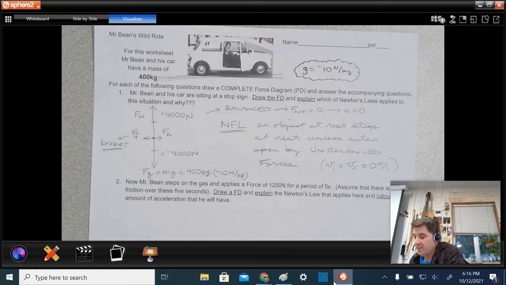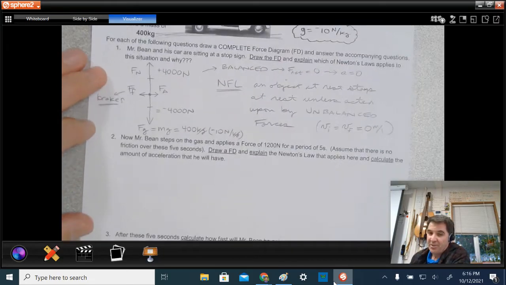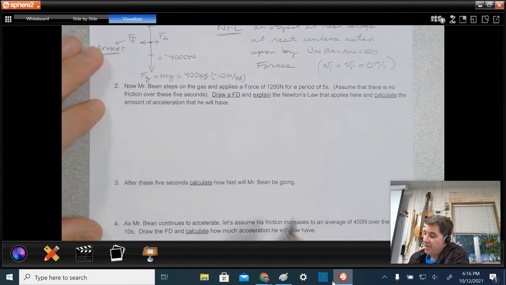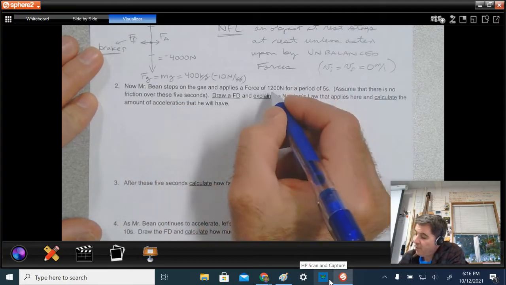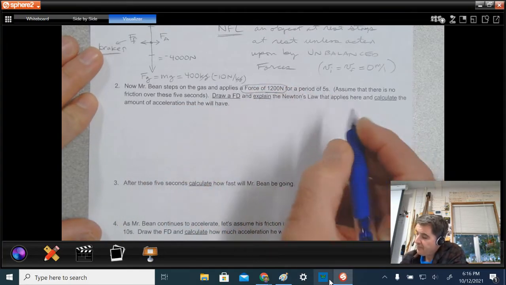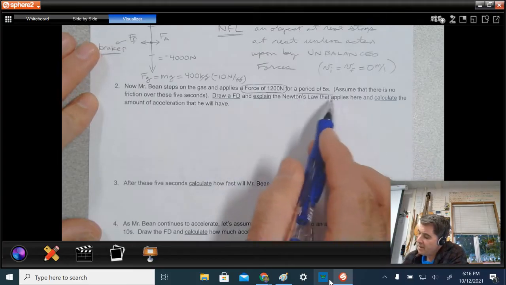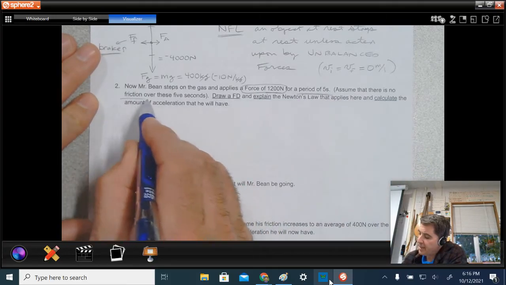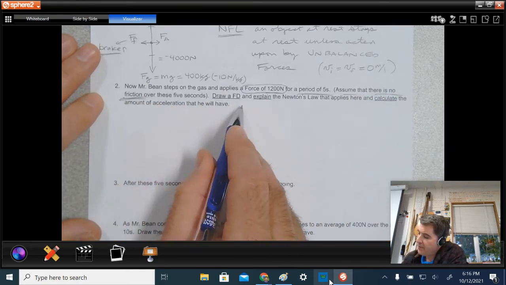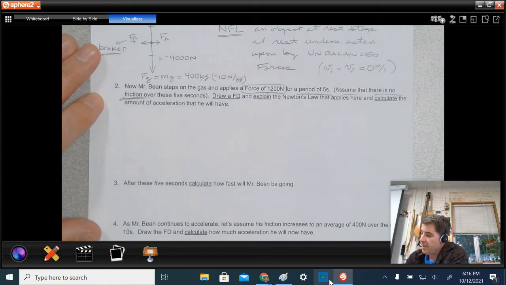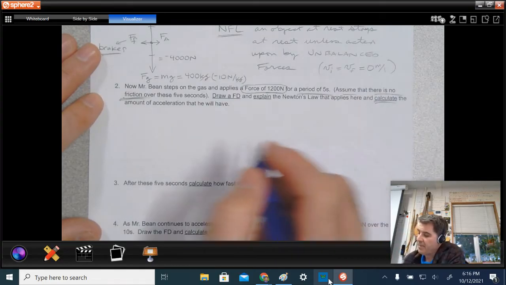So as we go through this, hopefully you get the idea, and it's just going through the things we went through previously. So let's do the second question. Now Mr. Bean steps on the gas and applies a force of 1200 newtons for a period of 5 seconds. Assume that there's no friction over these 5 seconds. Now, there will be friction, but we're going to assume that there is no friction. Draw a force diagram and explain the Newton's law that applies here, and calculate the amount of acceleration he will have.